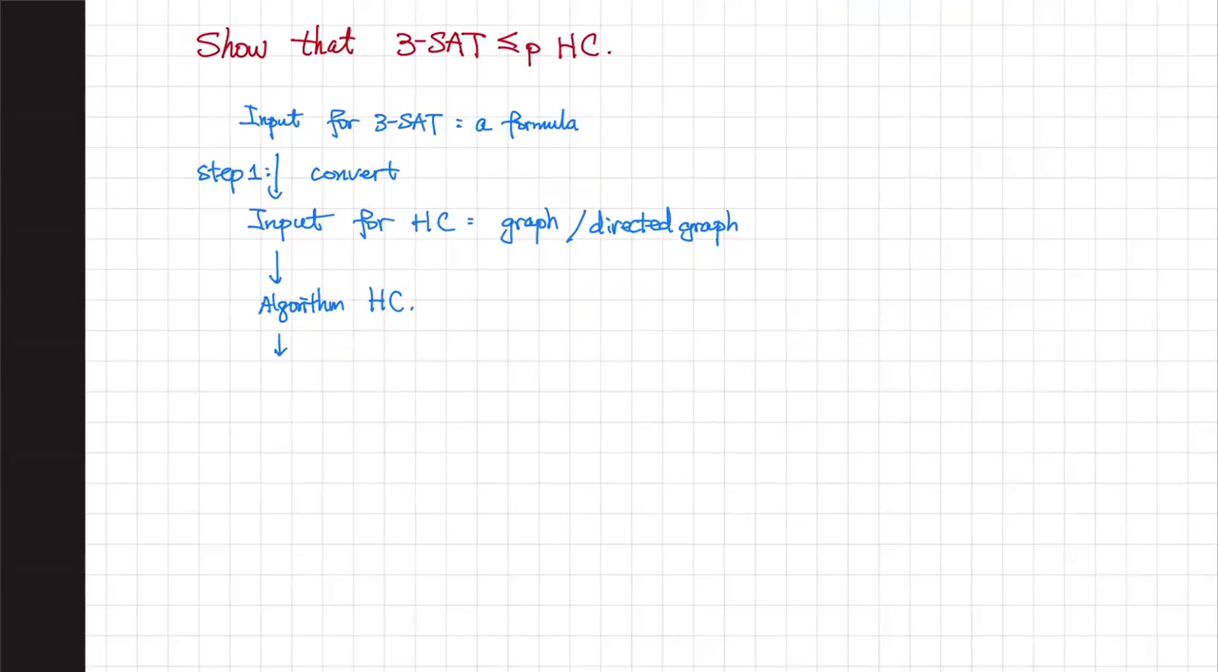Then we will get the output for Hamiltonian circuit, which means we know whether we have that circuit or not. And then that's step 3, where we again do the conversion, converting the result back to output for 3SAT. Output for 3SAT is what?